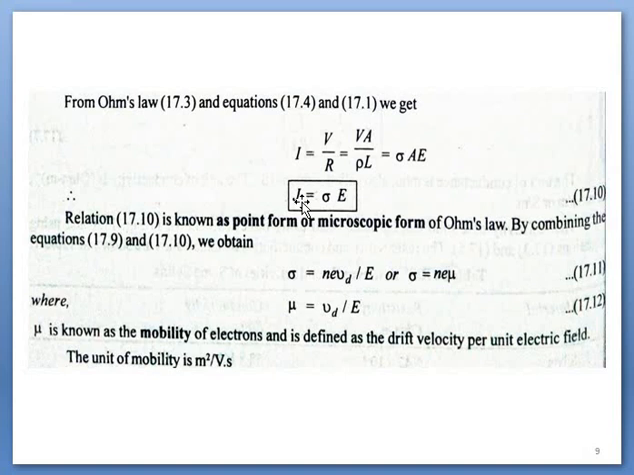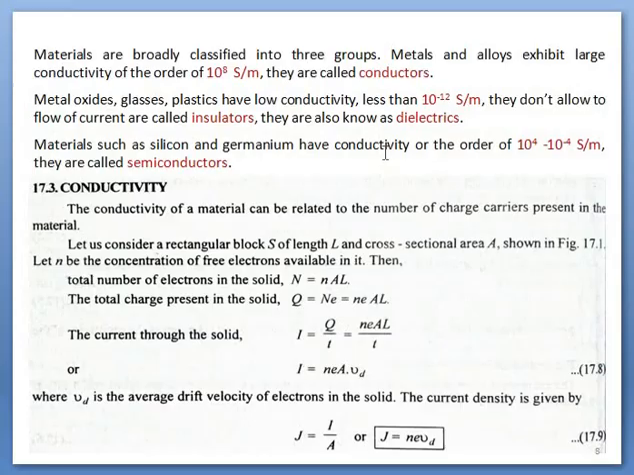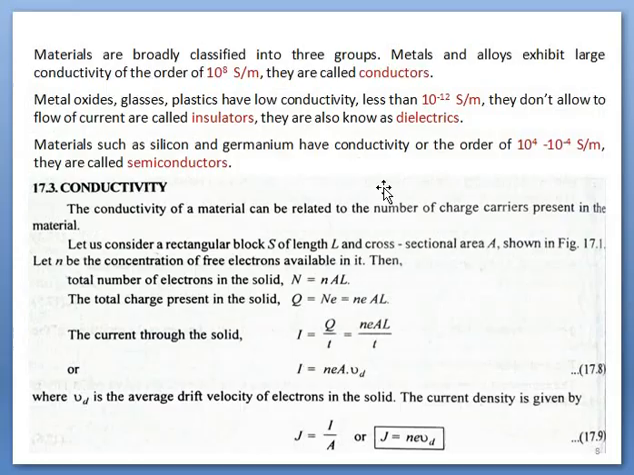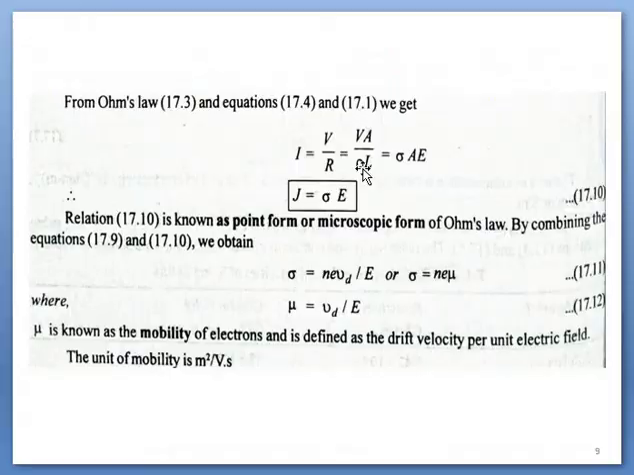We know that I equals V upon R by following Ohm's law. R equals rho L upon A. Let's see this one: R equals rho L upon A. So V upon L, where V is the potential, V upon L is the electric field E. And 1 by rho is sigma. So I equals sigma A E.